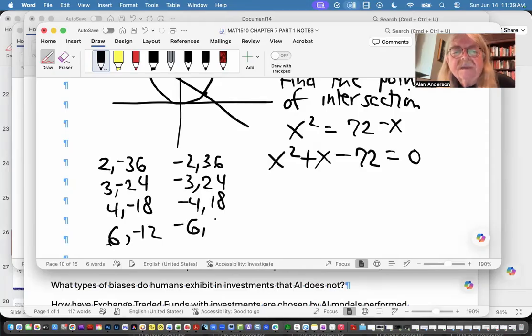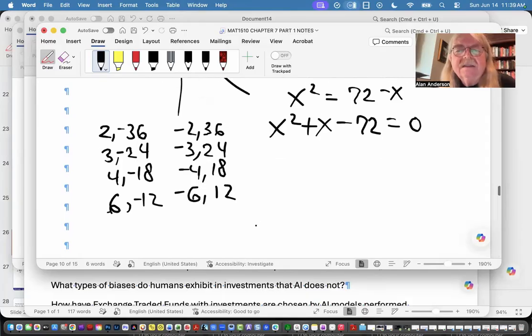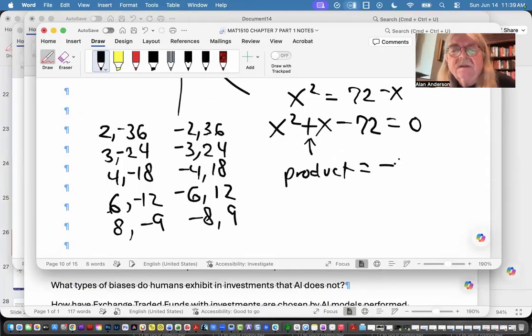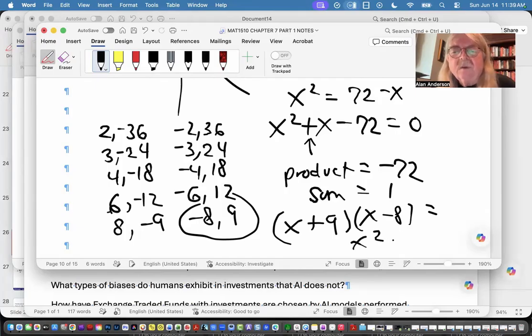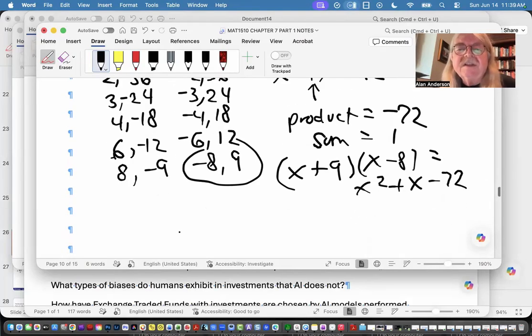What else? 8 and 9. Now, of course, they also have to add up to 1. So, in other words, the product is negative 72. The sum is 1. So that means we're going to pick these two. And you can multiply these out with FOIL and confirm that they are in fact the same. And now we set these equal to 0.